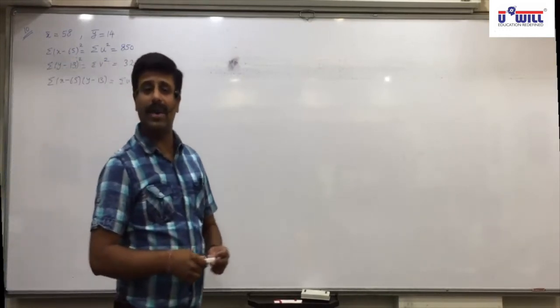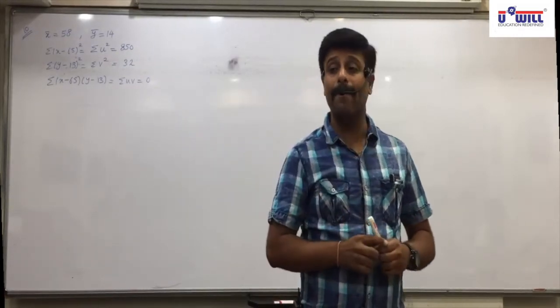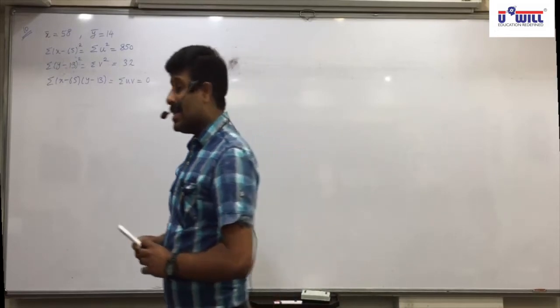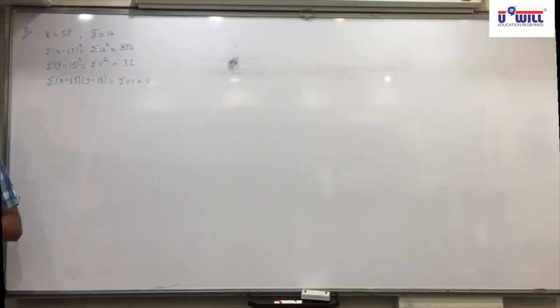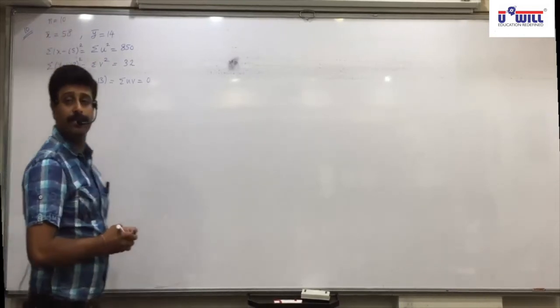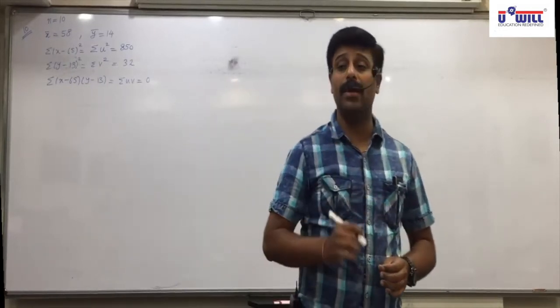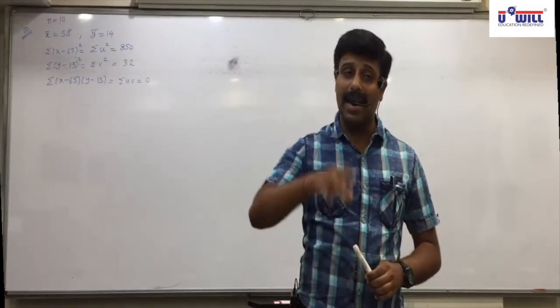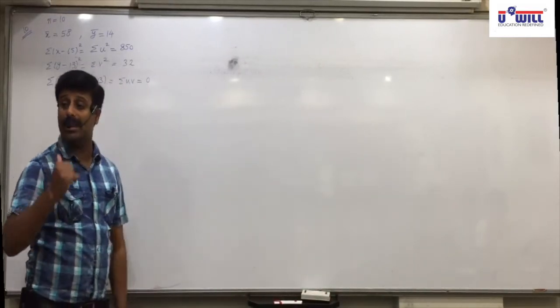Is the question not incomplete? Yes. What is not given? N is given, 10, in the beginning. What is not given in the question? Sigma u and sigma v are not given. And that is what is important in this question: how to find that sigma u and sigma v.